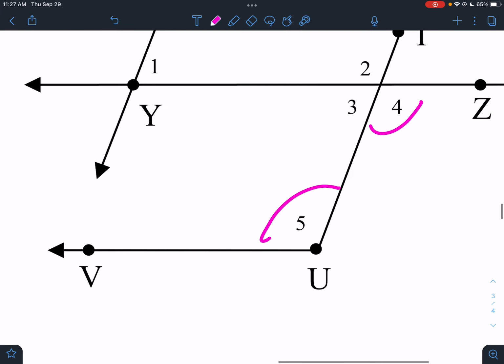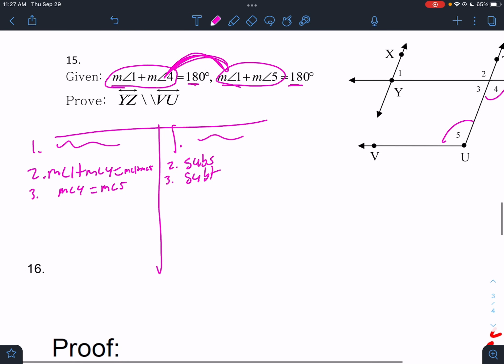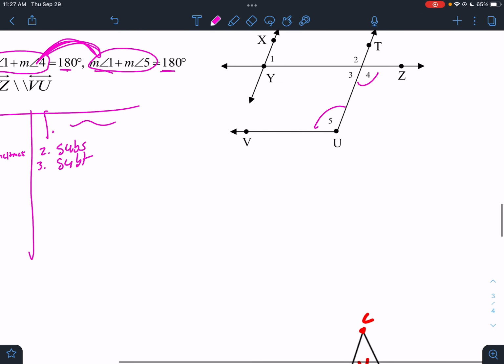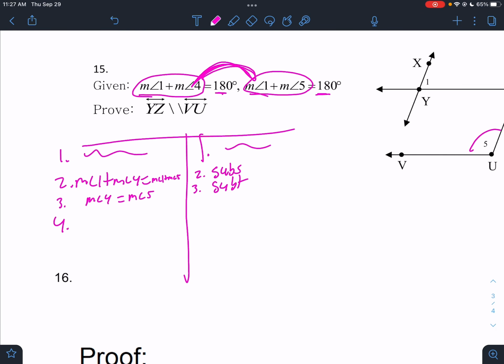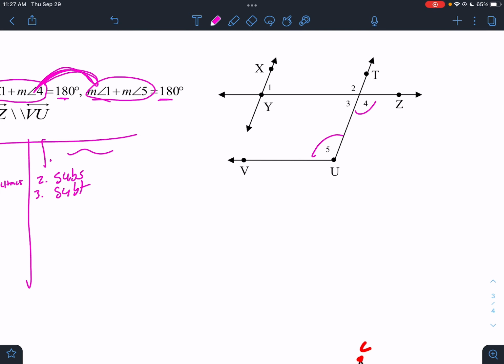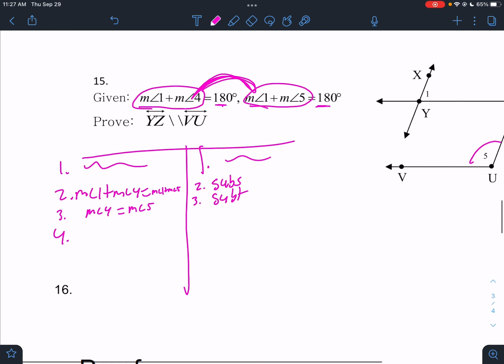A lot of you guys look at the picture like, oh, they're equal, alternate interior angles. That's not how you know they're equal. Remember, alternate interior angles require parallel lines. They didn't tell us any lines were parallel. So what do we know now, though? If they're equal, does that make the lines parallel? Yes, it does. So we now know that YZ is parallel to VU.